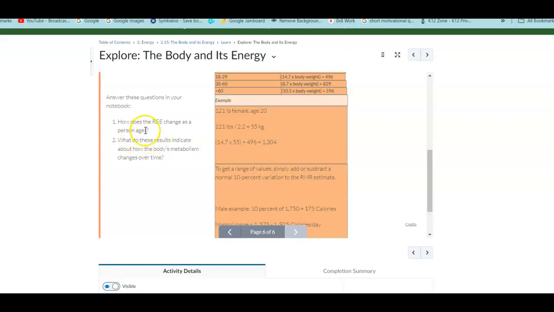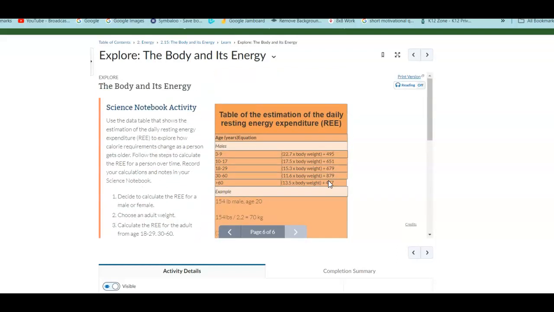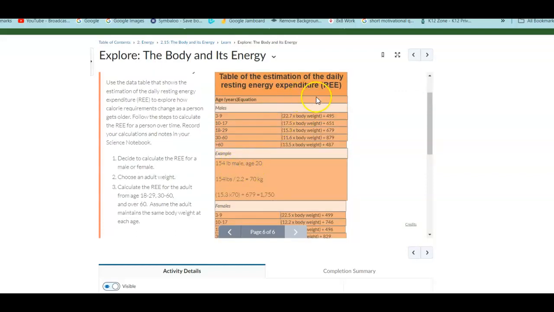And so how does the REE change as a person ages? As you plug these numbers in, I should see calculations in your notebook activity for these three age groups. And then to get a range of values, you simply add or subtract a normal 10% variation to the RMR estimate. All right, so this is your example, where you're calculating your resting energy expenditure.